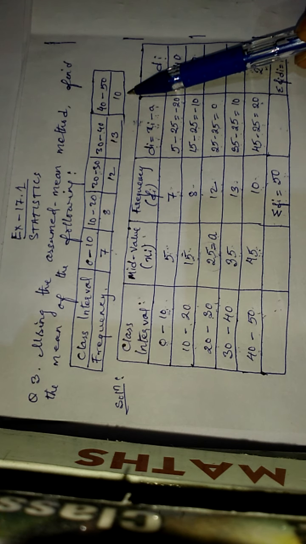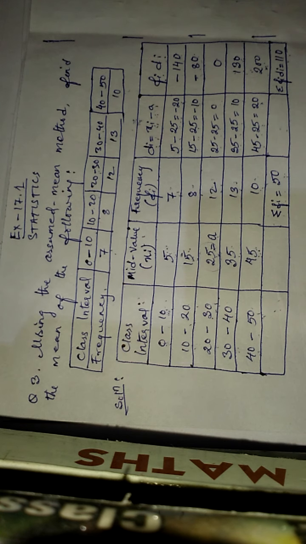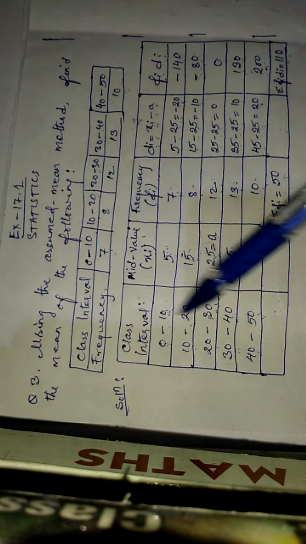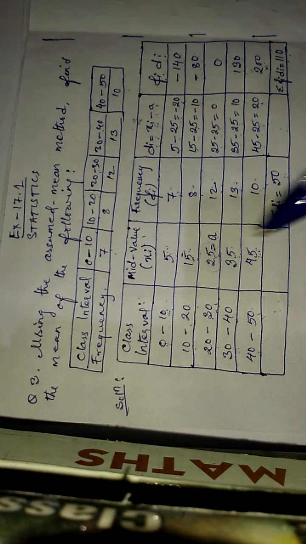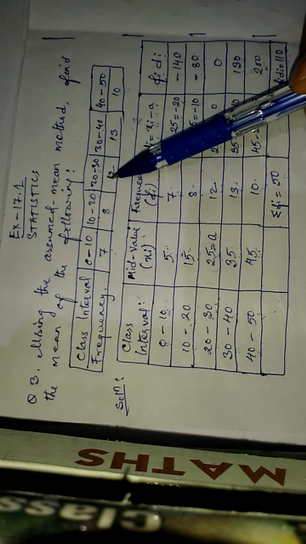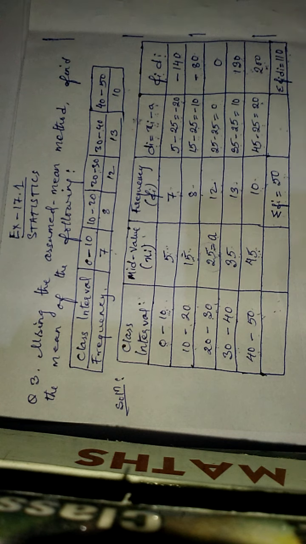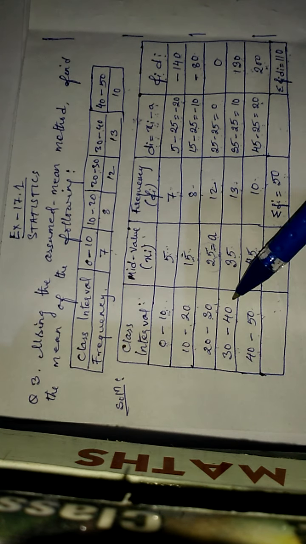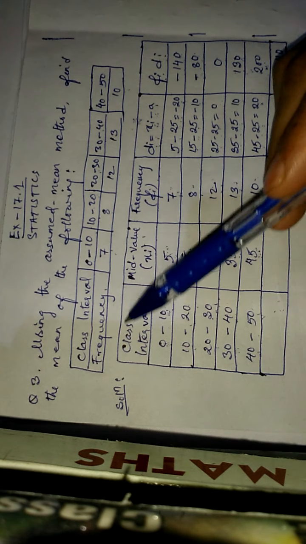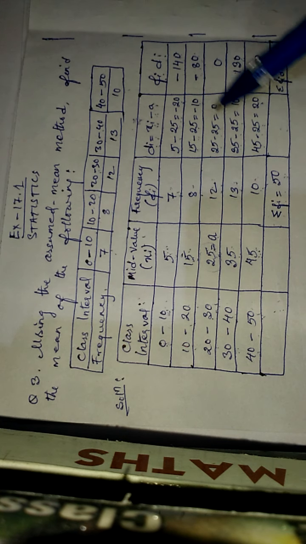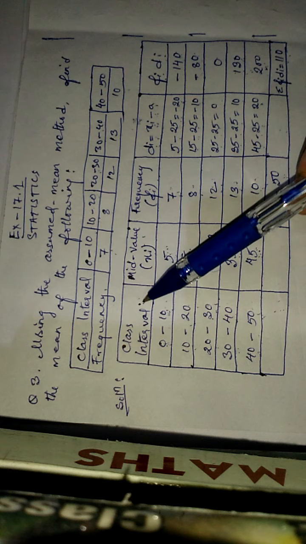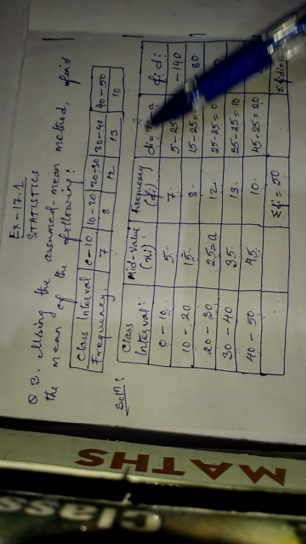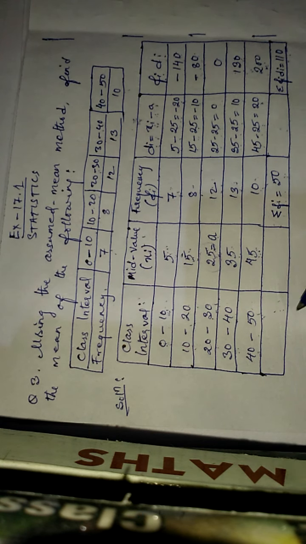To find the mean using this method, we have to make a table having 5 columns and 1, 2, 3, 4, 5, 6, 7 rows. Let's count: 1, 2, 3, 4, 5, 6, 7. Yeah, here we have a table containing 5 columns and 7 rows.